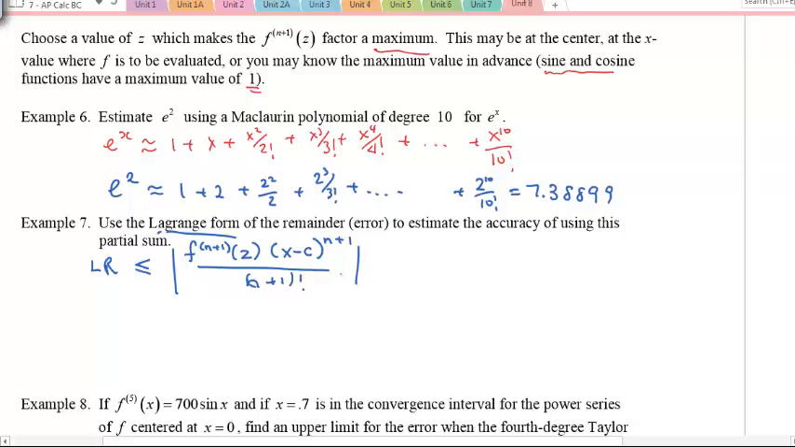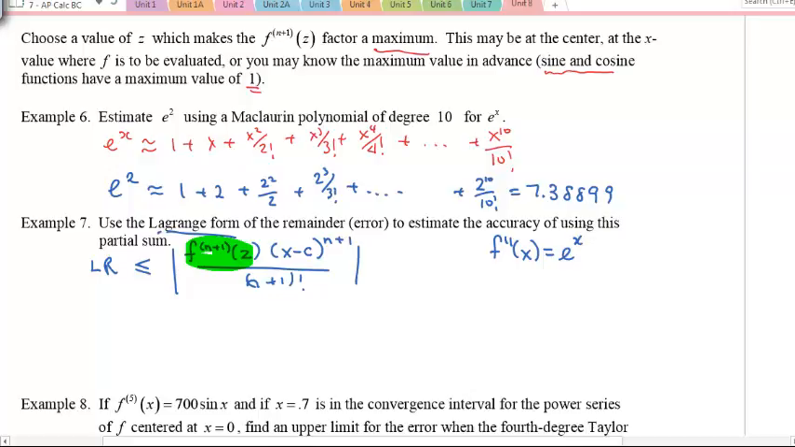Shall we deal with the hard part first? Yeah, let's do it. So the question is, how can we find this value, the maximum value of the derivative? Well, it's the next term. So really I'm looking for the 11th derivative. And the 11th derivative of e to the x, thankfully, is just e to the x.